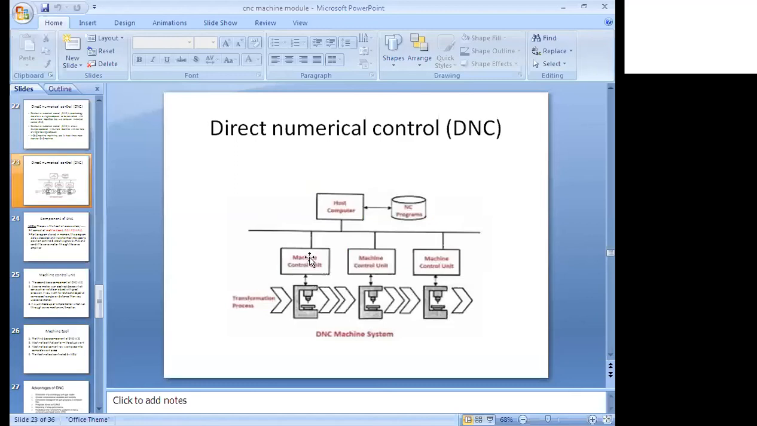Whatever the requirement is, how much distance we have to move, how much angle to rotate, what the depth of cut is, what the feed rate is, what the operation is, how much coolant is going to be supplied, everything will be there in the host computer. Those who prepare the program for the different operations mention everything with the help of G codes and M codes.